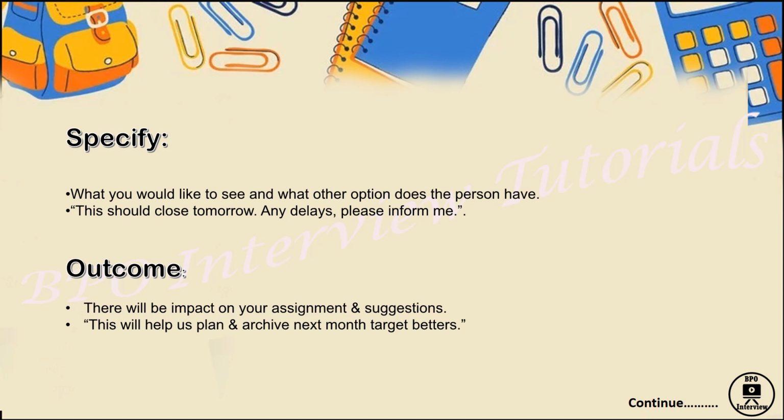Same if I'm giving feedback to a QA, or a team lead is giving it to the associate, I'll tell them this should get closed by tomorrow, and if any delay happens, please inform me. That's not an issue. I will give feedback in such a way that they can understand the importance of that particular work. Now finally, outcome. This is the impact on your assignment and suggestions. This will help us plan and achieve the next month's target better. If we give feedback in such a way, the analyst will understand that his team lead is supporting him, and your suggestion will get the outcome as your assessment will get completed.